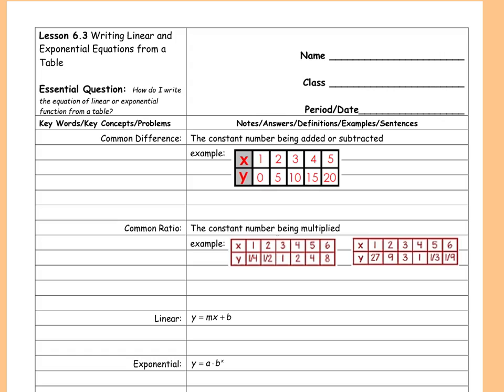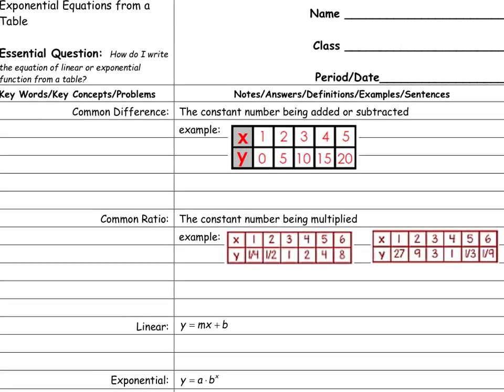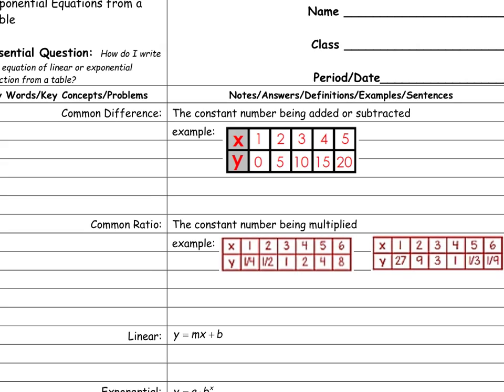So common difference is the constant number being added or subtracted. So it's either added or subtracted. So here's an example. If I have my table, and I'm looking at my y values, I'm going to put this here, y values. So I'm looking at my y values, right? So what's being added or subtracted to get from one number on my y values to the next?